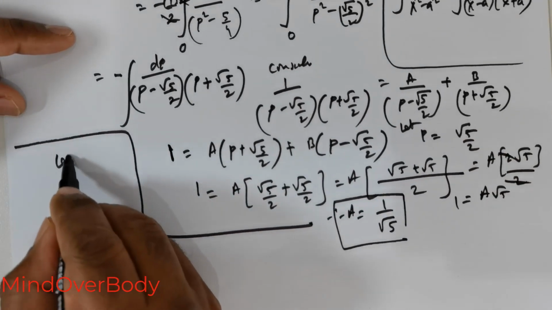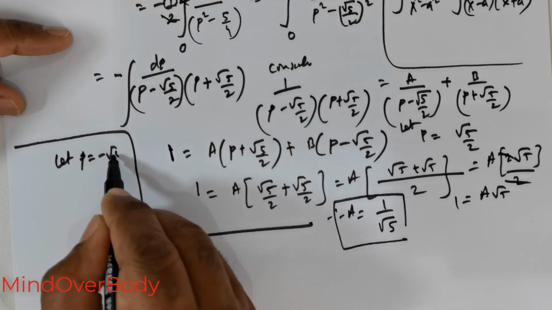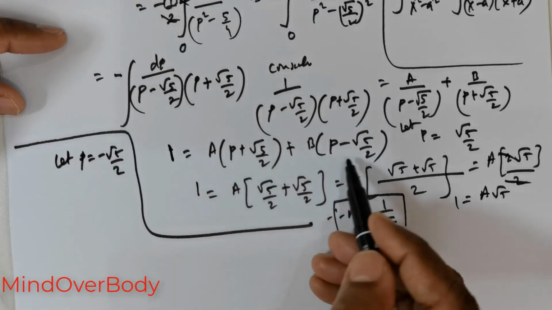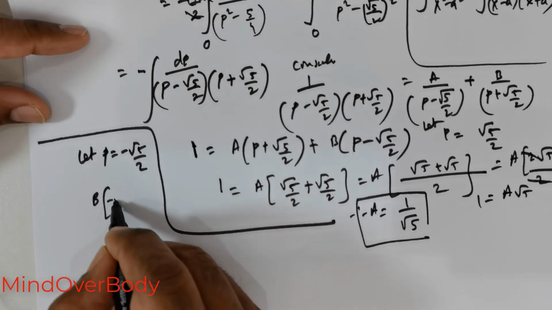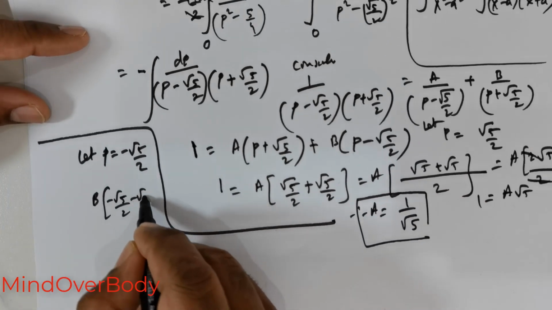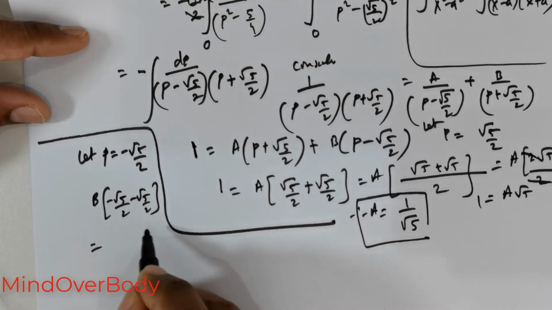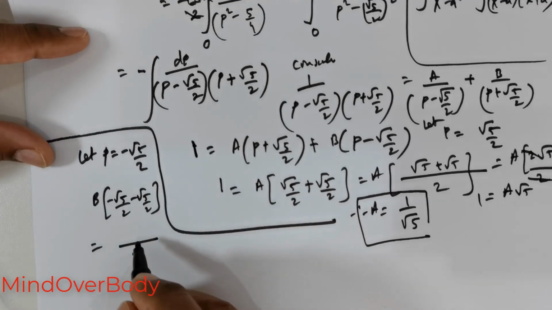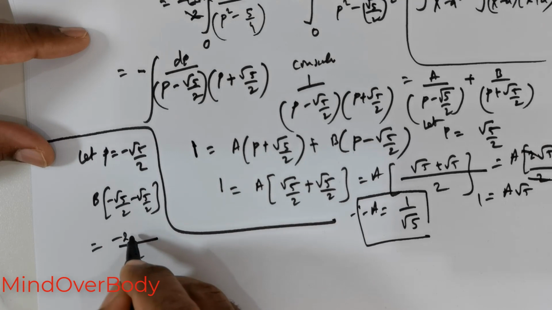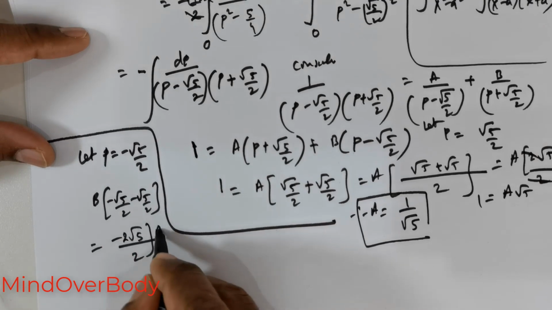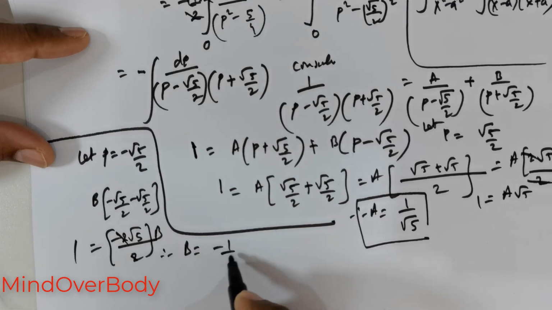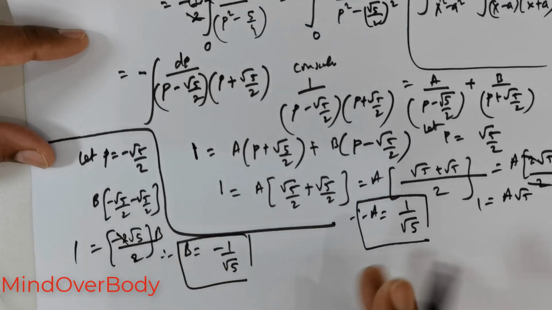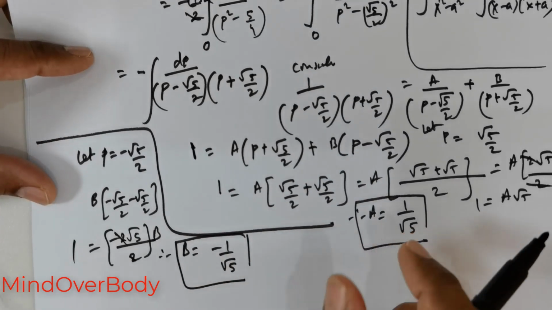Now let me take p to be negative root of 5 divided by 2. This will vanish, this will remain. So you get b times negative root 5 divided by 2, negative root 5 divided by 2. Take the LCM as 2. This one will give you negative 2 times root of 5 times b, and 2 gets cancelled. Therefore, the value of b is negative 1 over root 5. So you got b, you got a.